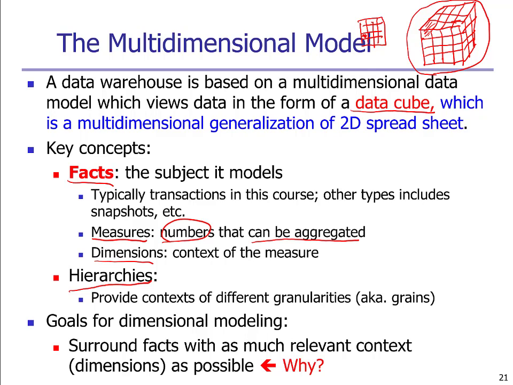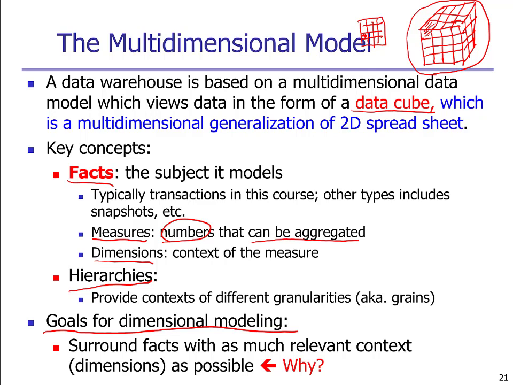Also, the type of the bill, whether it is a water bill or an electronic bill. These kinds of things, which describe the transactions or are the context of the measure, are the dimensions. So here the goal for dimension modeling is to try to surround facts with as much relevant context as possible, or say as many dimensions as possible.